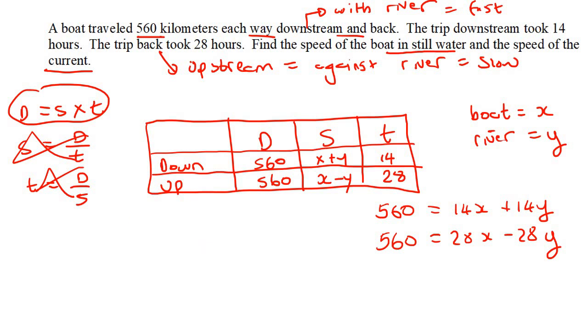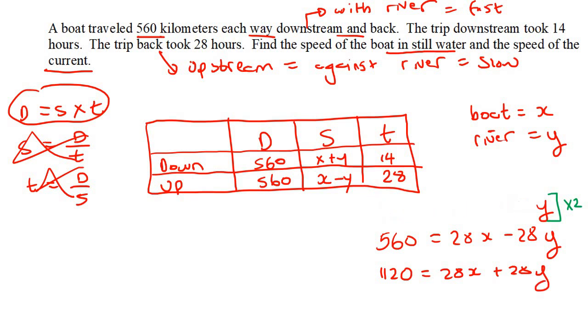Okay, so I'm going to use elimination, and I'm going to focus on this part here and try to get this to become a 28. The way that we would do that is we would take this entire equation and multiply it by 2. Okay, and so if you multiply 560 by 2, you're going to end up with 1120 equals 28x plus 28y. Okay, and then I'm going to erase this one because now we've modified it.